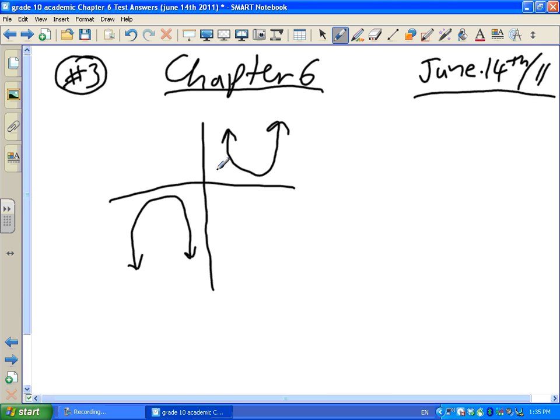And what I mean by below or above is the vertex of that parabola is either below or above. The parabola itself never crosses the x-axis. So you would just have to describe that in words.